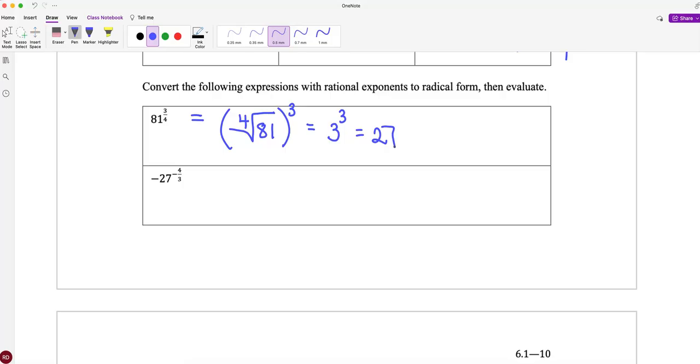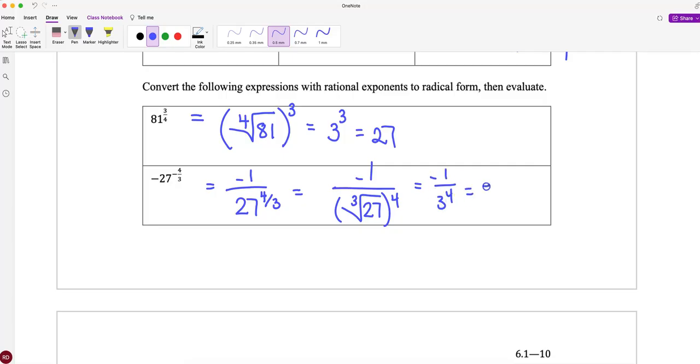Negative 27 to the negative 4/3. So this is negative 1 over 27 to the 4/3. Now take care of this fractional exponent. The 3 is the root, so this means cube root of 27 to the 4th power. What number do you multiply 3 times and get 27? That's a 3. So this is negative 1 over 3 to the 4th, which is negative 1 over 81.